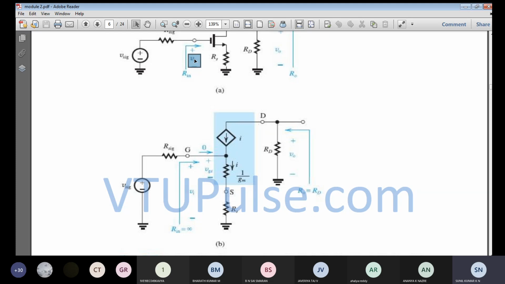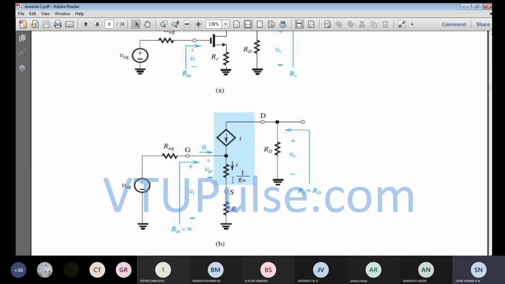So this is the input voltage. Input voltage, where is it applied? Between the gate and ground. Input voltage we are going to see. The same thing here also. Vi is going to be applied between gate and ground. So between gate and ground, what is the voltage which you can see here?